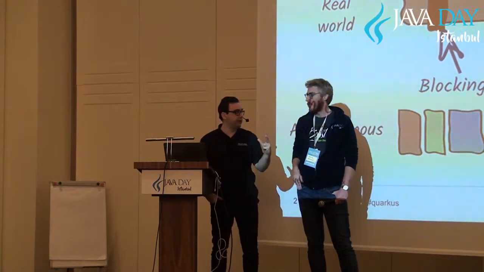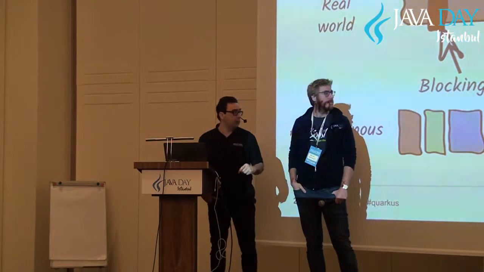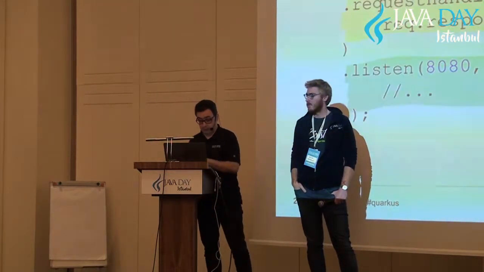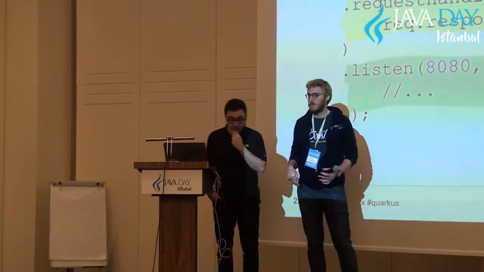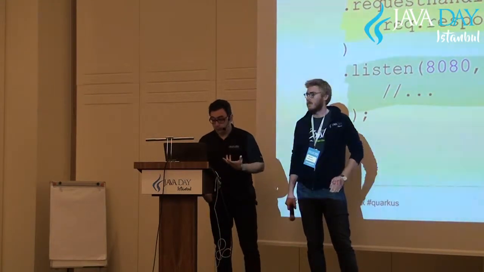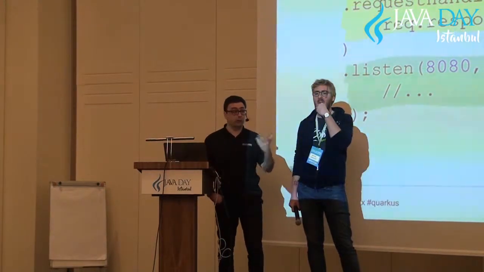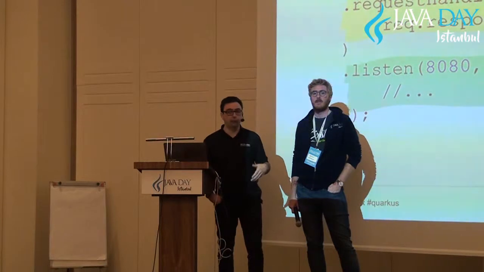So for this we need three things. We need an asynchronous programming model, we need non-blocking I/O, and we need a task-based concurrency model. So let's start with the model. The easiest way to write asynchronous software is to use callbacks.